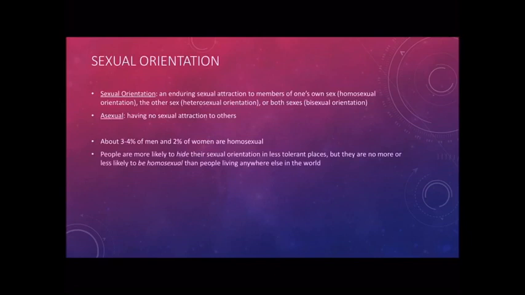People are more likely to hide their sexual orientation in less tolerant places, but they are no more or less likely to be homosexual than people living anywhere else in the world. So these stats of 3 to 4% of men and 1 to 2% of women are across all cultures. We have found this. There's no difference in the occurrence of someone being homosexual in America versus China versus Russia versus Australia, for example. But in less tolerant places, people may hide the fact that they are gay more frequently.